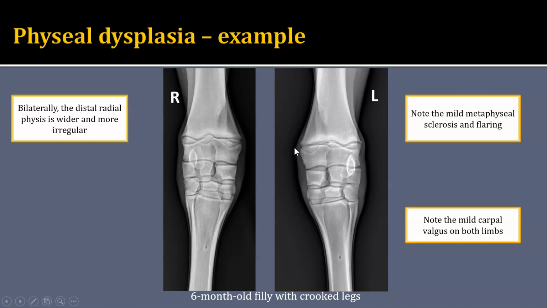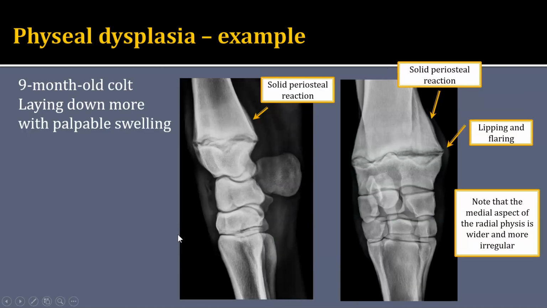Again, kind of asymmetry across the physis here. It's hard to say which side is wider, but the physis is not symmetric across. And then there's some metaphyseal sclerosis. And again, we have a distal limb that is laterally angulating, typically because the lateral side is not growing as fast as the medial side. So we have carpal valgus.